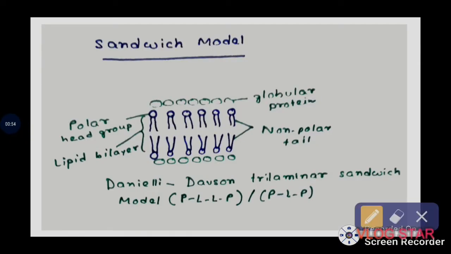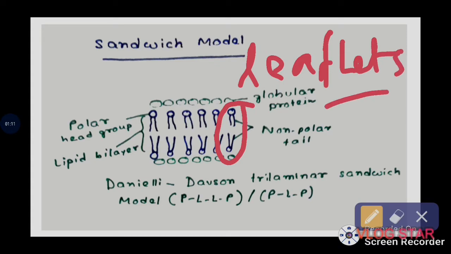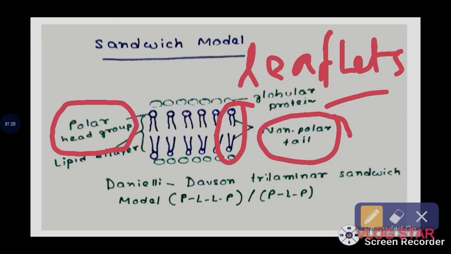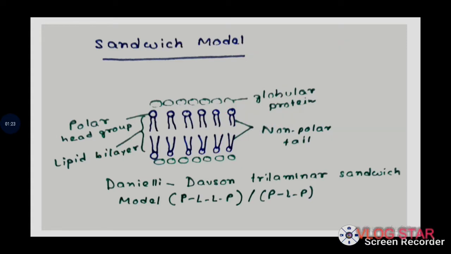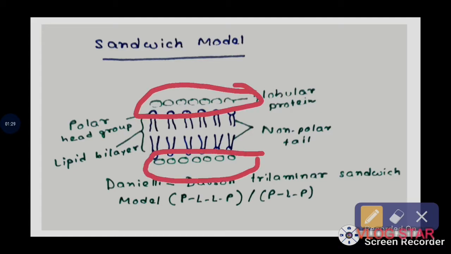in the Danielli-Davson model, which is also called the sandwich model, these are the lipid molecules, and they are arranged in two layers, and these layers are called leaflets. You see that these are the non-polar tails of the lipid molecules. This is the polar head region of the lipid molecules, and one more thing is that these are the globular proteins, in between which the lipid molecules are sandwiched. So that's why we call it a sandwich model.